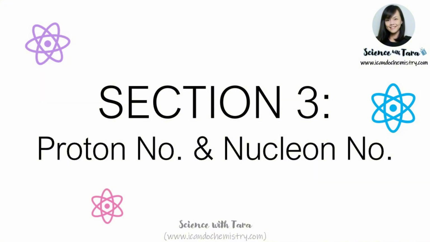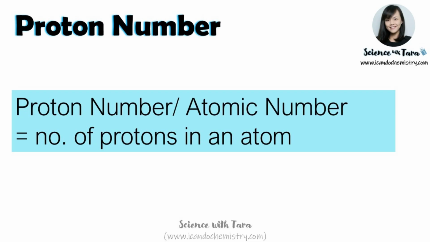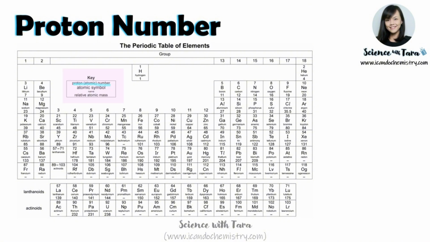Every element has 2 important numbers. First is the proton number, next is the nucleon number. It's very obvious what proton number represents. It's the number of protons in an atom. The proton number is also known as the atomic number. We can find the proton number of each element from the periodic table. We just need to look at the number at the top.